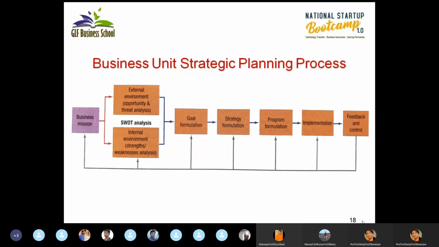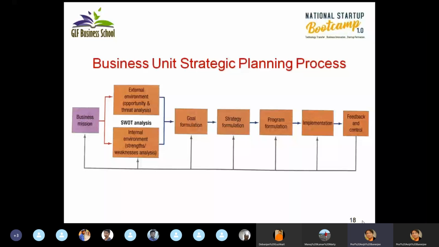Now, while understanding the external environment and internal environment, you have to conduct SWOT analysis. SWOT is strength, weakness, opportunity, and threat analysis. Strength and weakness analysis are internal environment analysis, whereas opportunity and threat analysis are external environment analysis.